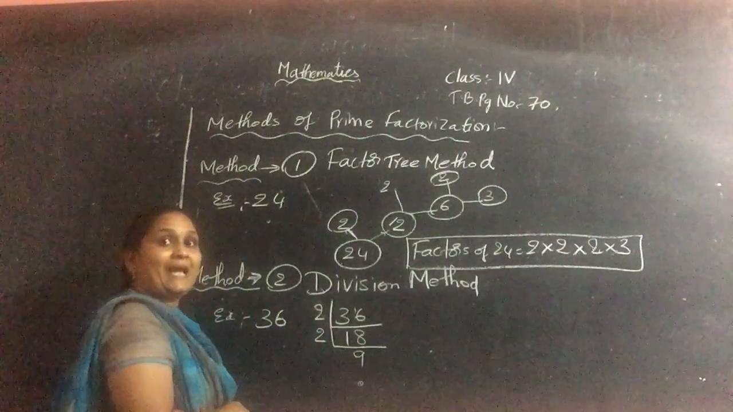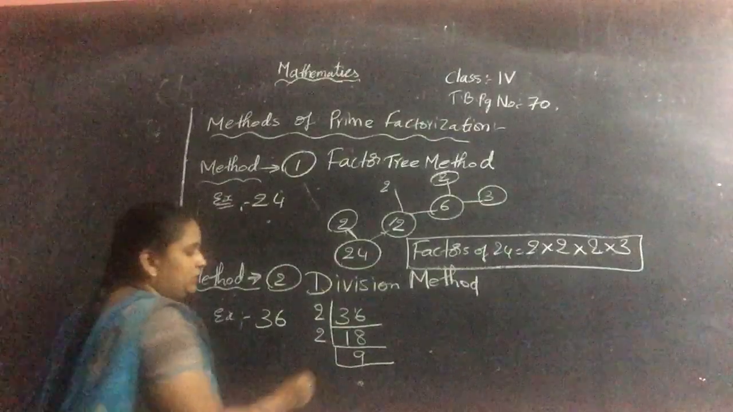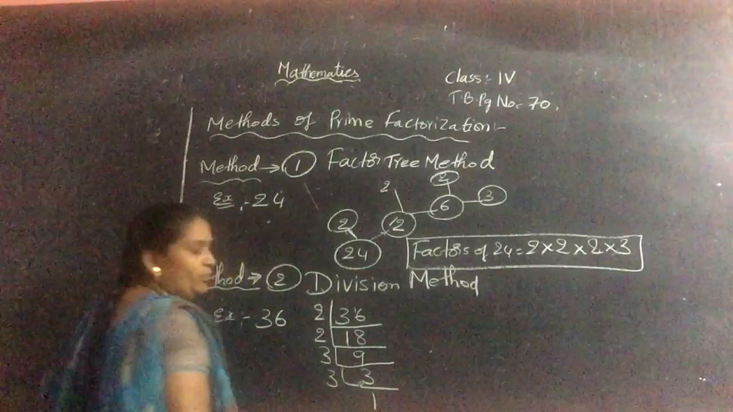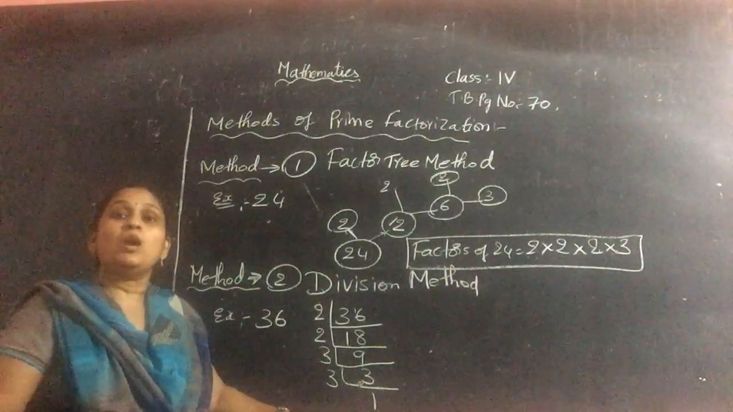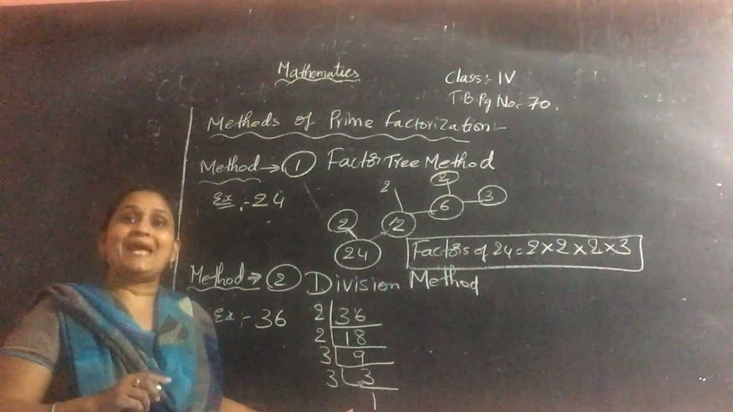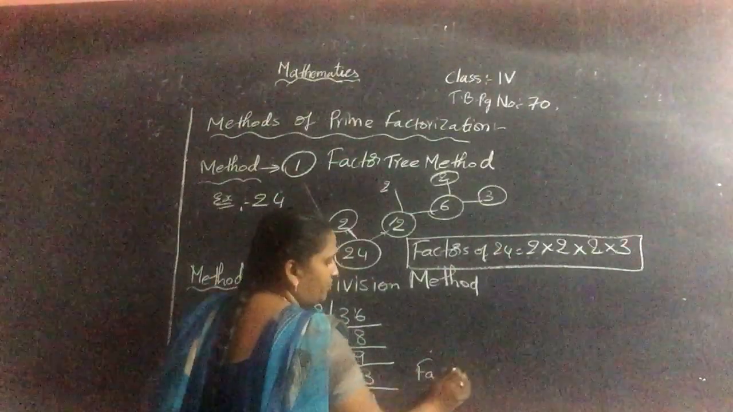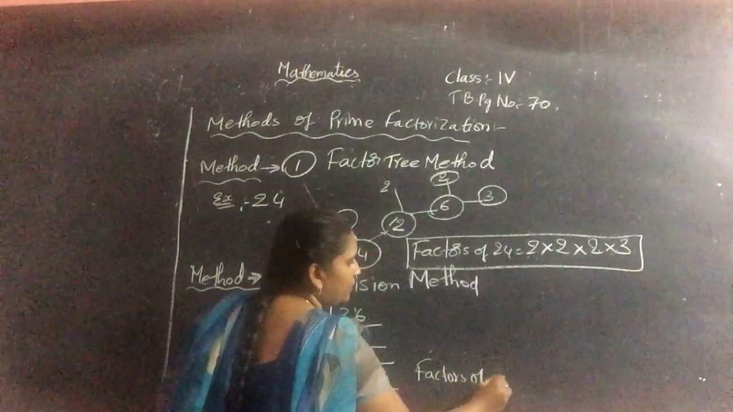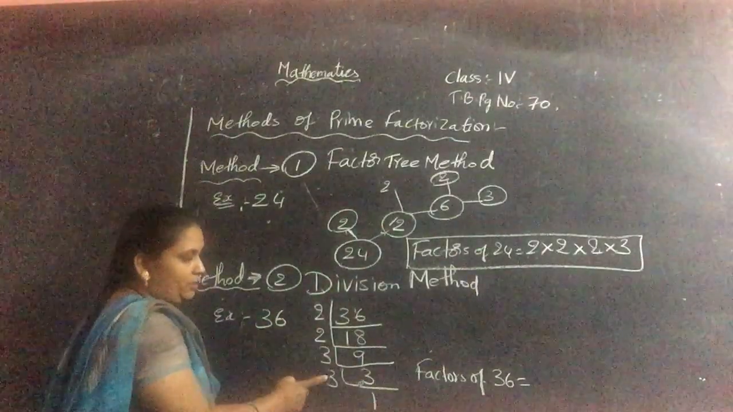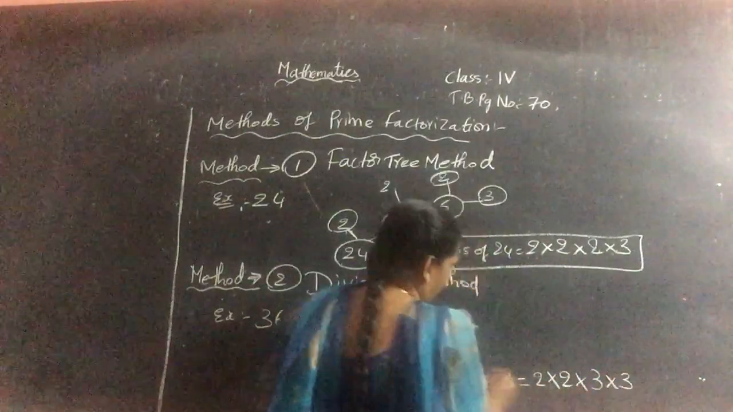So next 9. 9 in which table it is possible? 3 table. 3 also one of the prime number. So 3 table. 3 3s are 9. Again 3 table. 3 1s are 3. We have to do the division until we get the 1. So you have to remember children, in division method you will get the remainder as a 1, not as a 0. So now write it, factors of 36 is equal to 2 into 2 into 3 into 3.